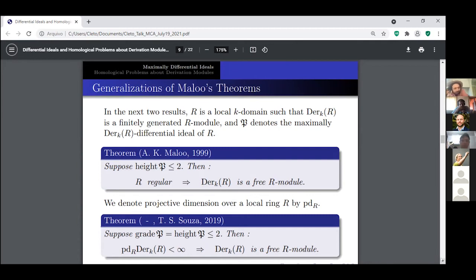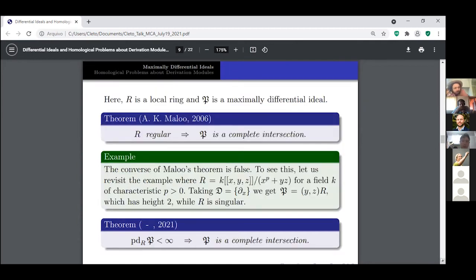Next, R is a local ring, and P is again a maximally differential ideal. There's another theorem by Malou, which asserts that if R is regular, then P is a complete intersection. Now it comes to the question of when P is generated by a regular sequence. Malou has this theorem, 2006.